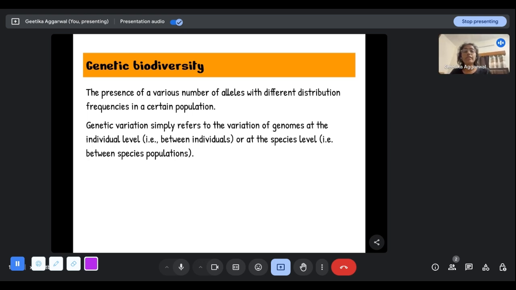Another way to talk about genetic diversity is the presence of different numbers of alleles with different distribution frequencies in a certain population. So we're talking about certain genes for which the number of alleles is more than one. There is a various number of alleles and they have different distribution frequencies in the population, right? And genetic variation simply refers to the variation of genomes at individual level or at species level. So you're talking about variation of genomes either at individual level or at species level, between species populations, right?